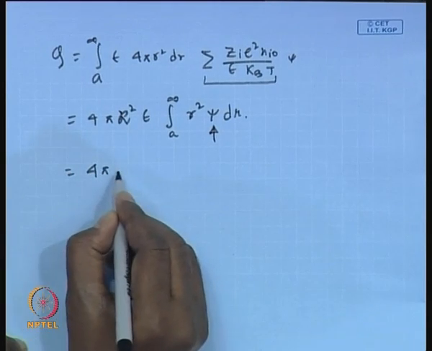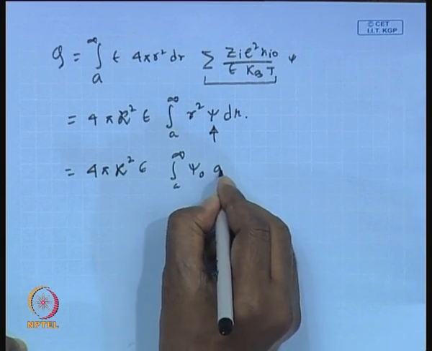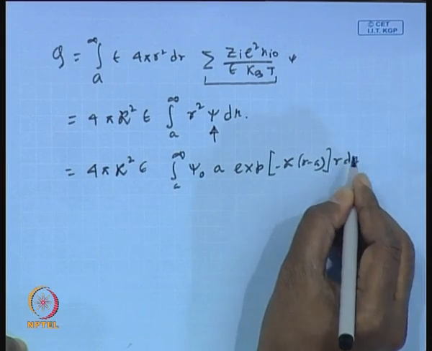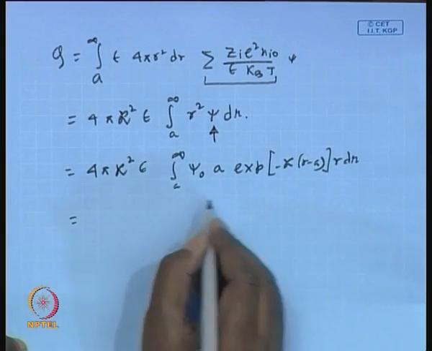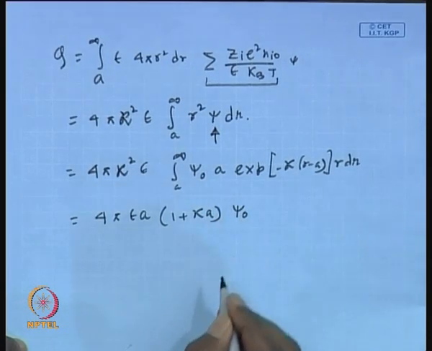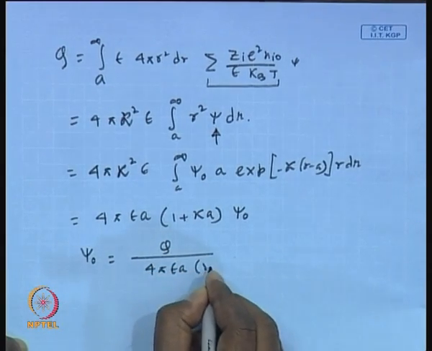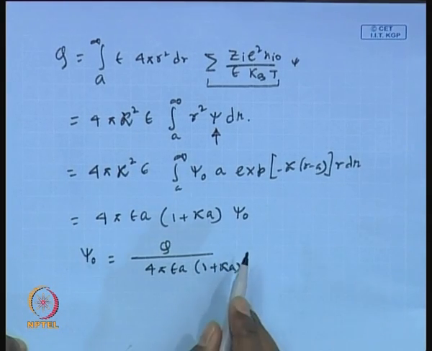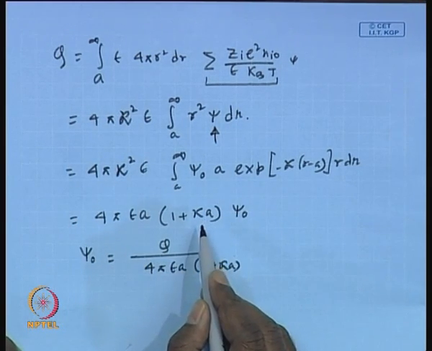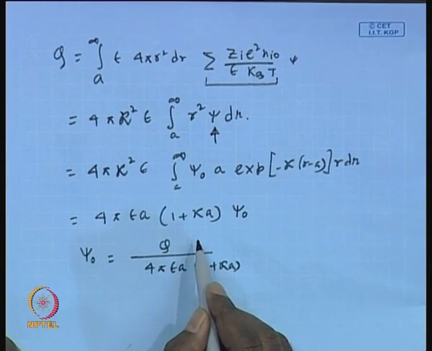So, this becomes 4 pi kappa square epsilon integral a to infinity psi naught times a exponential minus kappa (r minus a) r dr. Okay. After carrying out this integration, this becomes 4 pi epsilon a (1 plus kappa a) psi naught. Okay. So, your psi naught or surface potential becomes q divided by 4 pi epsilon a (1 plus kappa a). Now, if you know the surface potential psi naught, you can estimate the value of q from this expression, and kappa is the inverse of Debye length, a function of electrolyte concentration, the nature of the electrolyte and the property of the solution, dielectric constant, and so on and so forth.